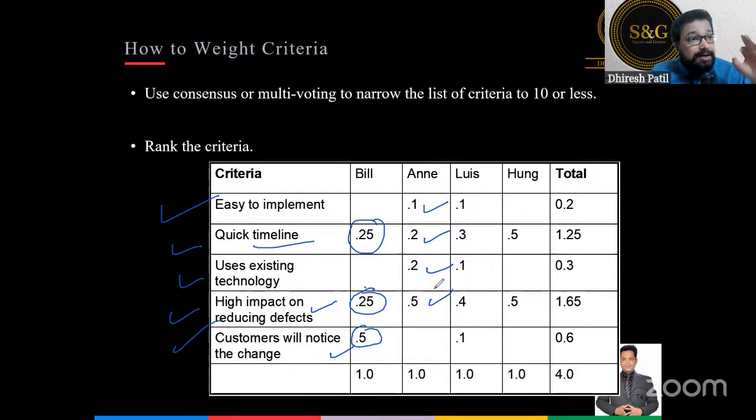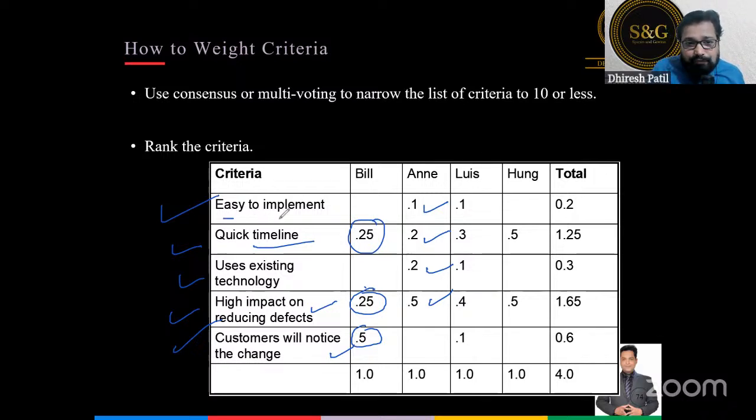What is the most important criteria? Are you understanding? You can differ from other people's criteria. It's absolutely okay. You decide on your own and you give that number. And after everybody has done, then we add.